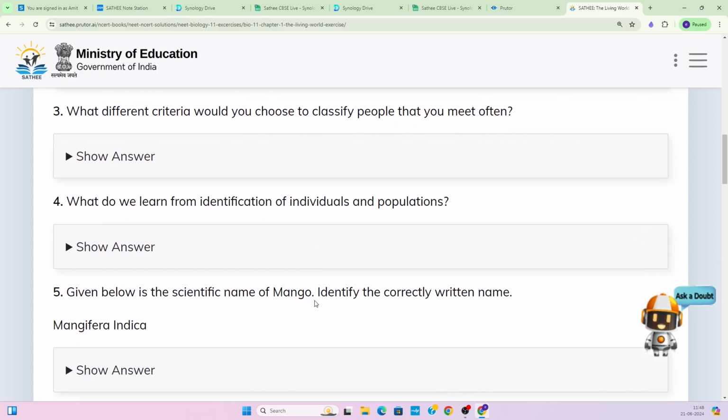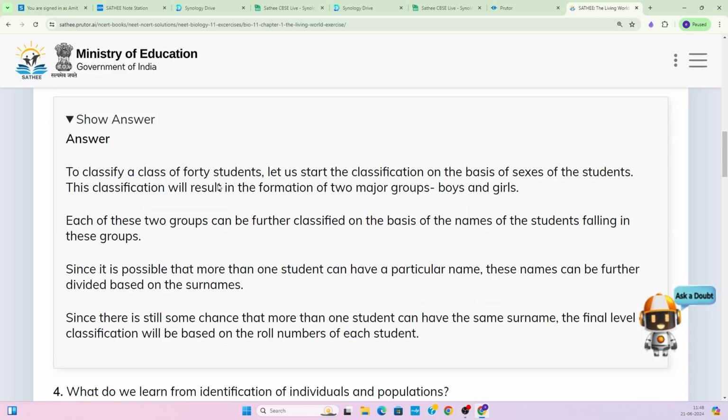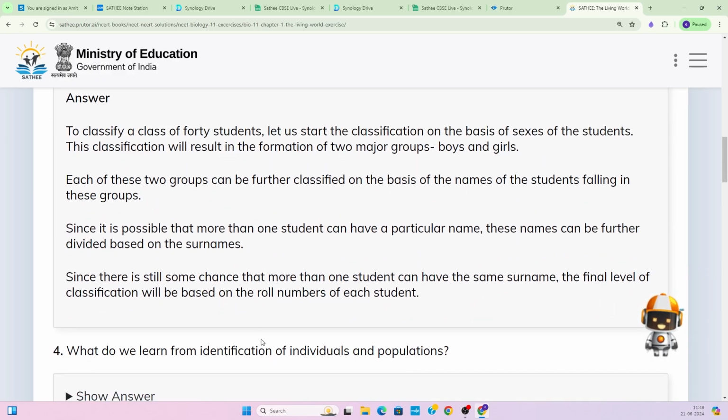Okay, moving to our next question. What different criteria would you choose to classify people that you meet often? Okay, so what are the different criteria? To classify a class of 40 students, suppose in a class there are 40 students. Let us start the classification on the basis of the sexes of the students. How many students are male and how many students are female? On the basis of this, you can classify the 40 students of your class.